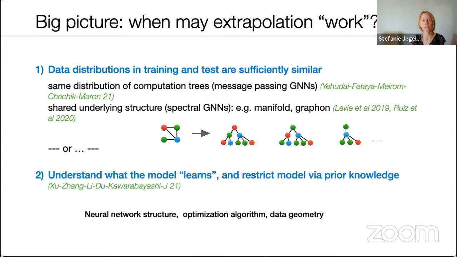In this case, we have to somehow guide or restrict the model more via prior knowledge to make it less ill-defined. So to do this, what we actually have to understand is these inductive biases. What does the model actually learn? And then use that to restrict or guide the model accordingly. So let me just show you one example of how you could potentially approach this and formalize this.